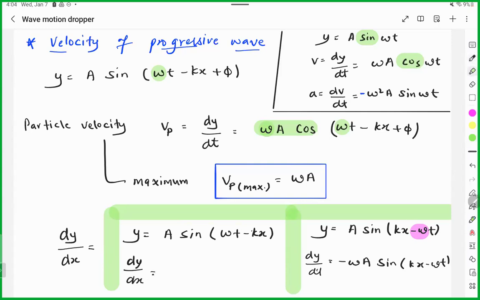So what will happen when you are differentiating with respect to x? What will happen? What is happening? So minus k is the constant value that will come outside, and what will be the answer? Minus ka cos omega t minus kx. Understood, guys? Ask me your doubt. Understood.